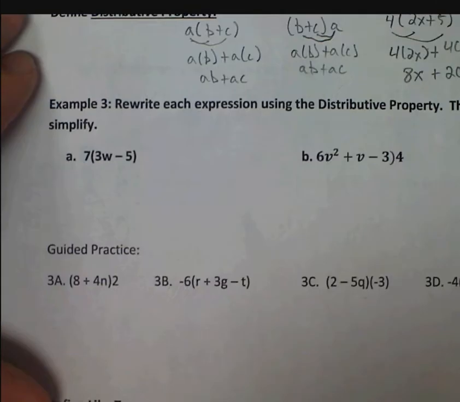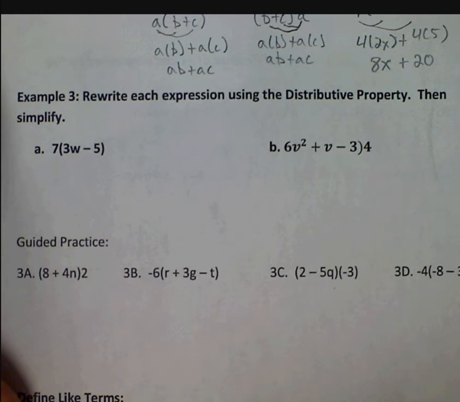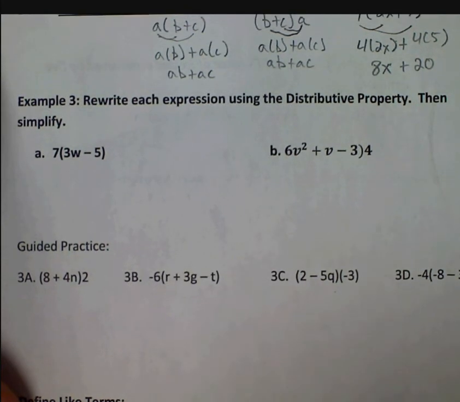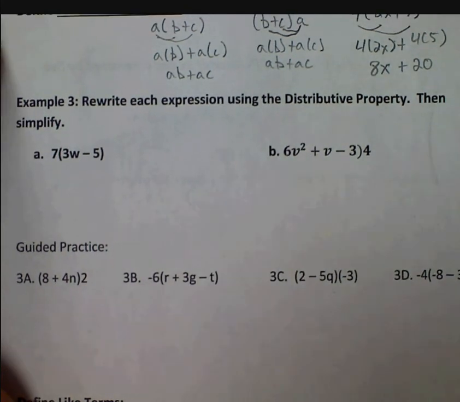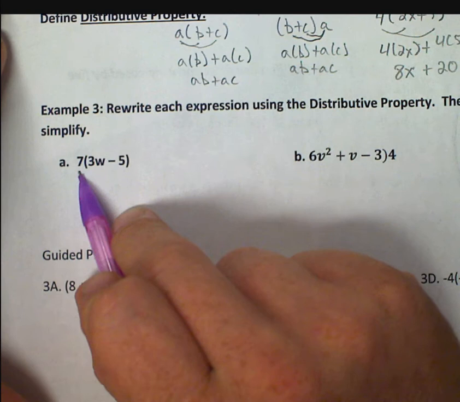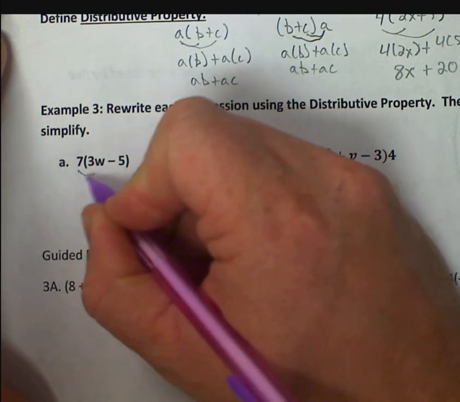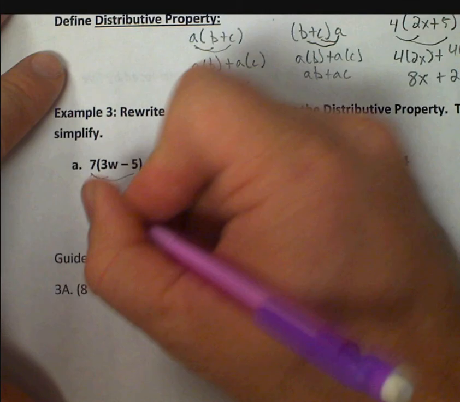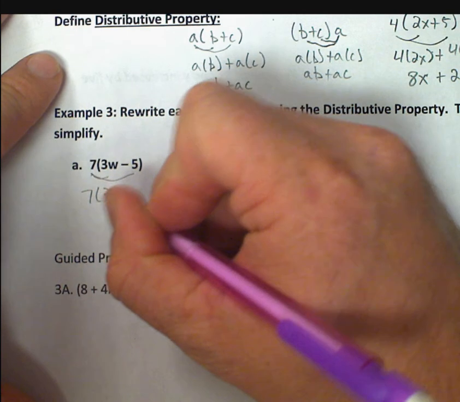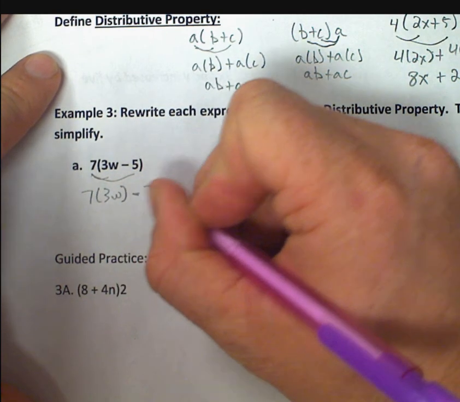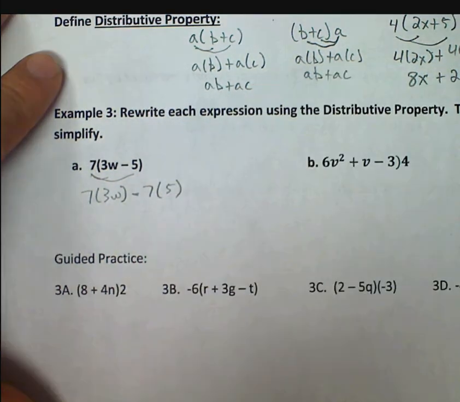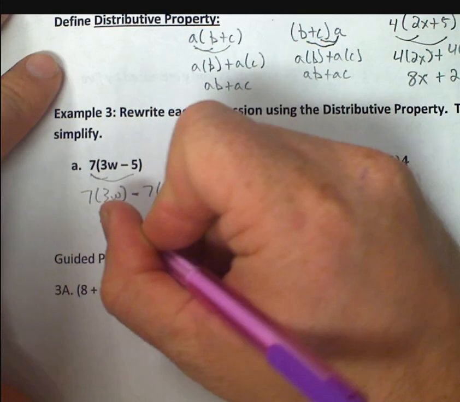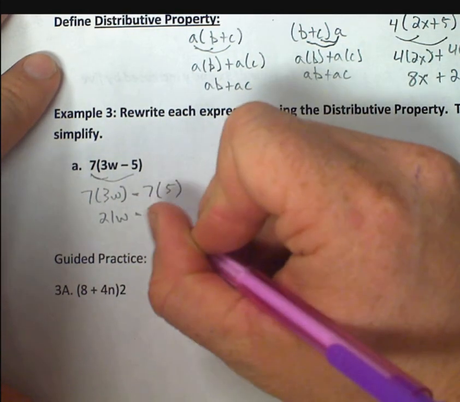So let's go ahead and look at our example 3. We're going to skip example 1 and 2. On example 3, it says rewrite each expression using the distributive property, then simplify. Here's my 7. I'm going to distribute. So I get 7 times 3w minus 7 times 5. 21w minus 35.